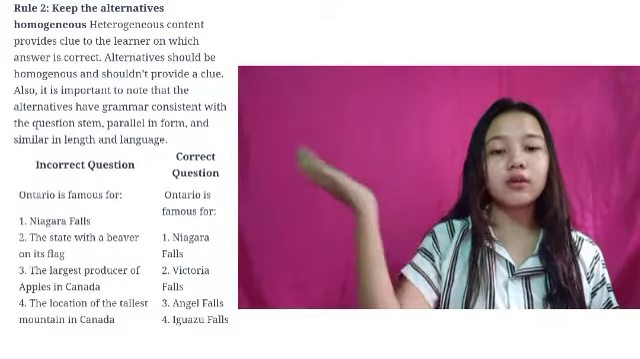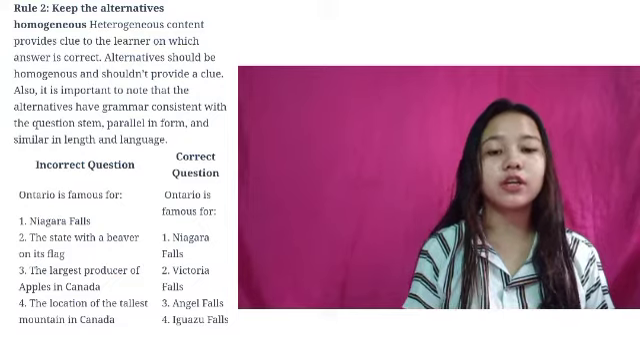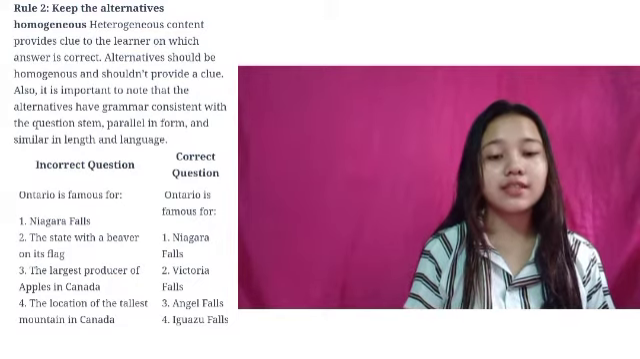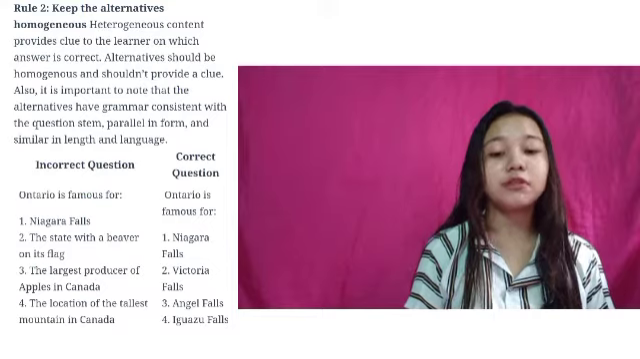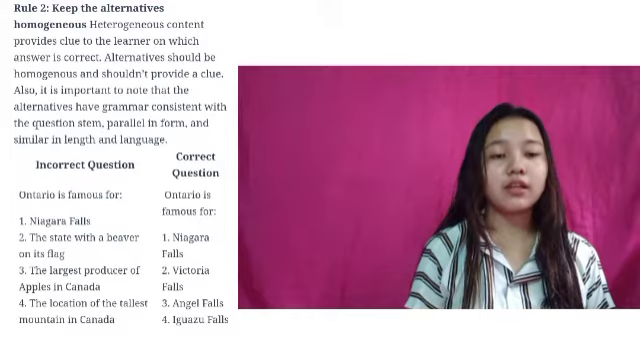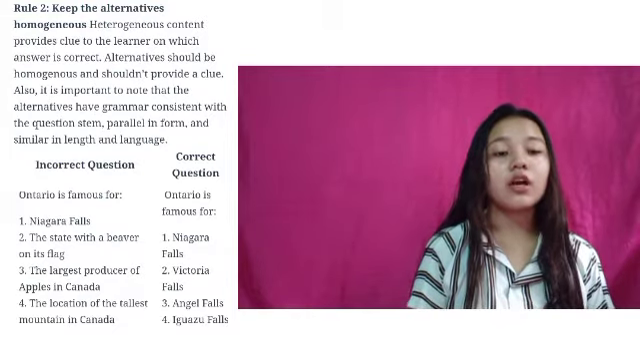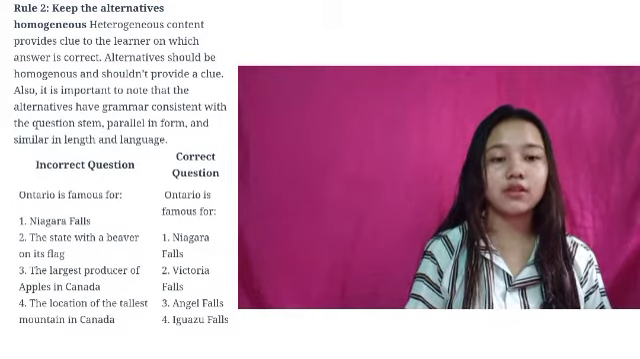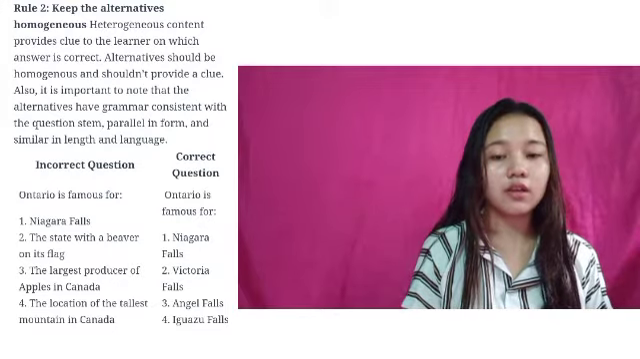Example, for an incorrect question: Ontario is famous for: number 2, the state with a bear on its flag; number 3, the largest producer of apples in Canada; and number 4, the location of the tallest mountain in Canada. So, the correct question should be, Ontario is famous for. So, you will notice that the choices should be short. Like, 1, Niagara Falls. 2, Victoria Falls. 3, Angel Falls. 4, Iguazu Falls.